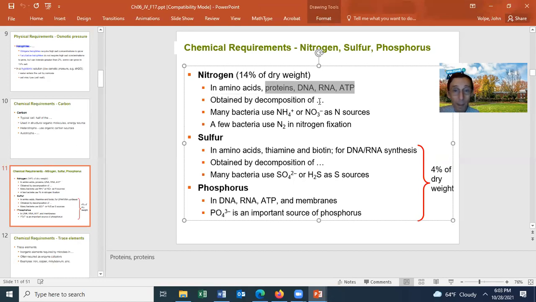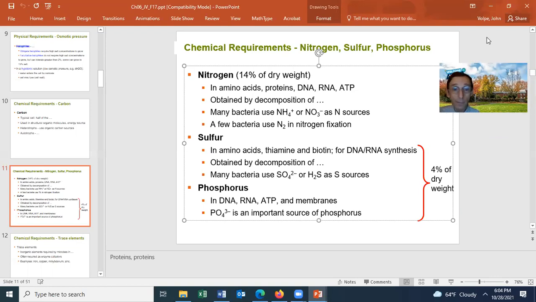Nitrogen is obtained by decomposition of proteins or amino acids by most cells, but some bacteria can actually use ammonium or nitrate as a nitrogen source. And then some bacteria, only a few, can use nitrogen from the air and pull it out of the air. We call that nitrogen fixation, where the nitrogen is put into one of the biological molecules. Any question about nitrogen?